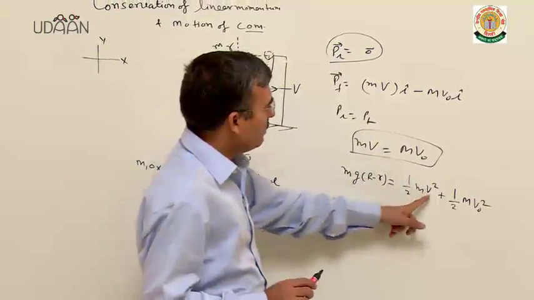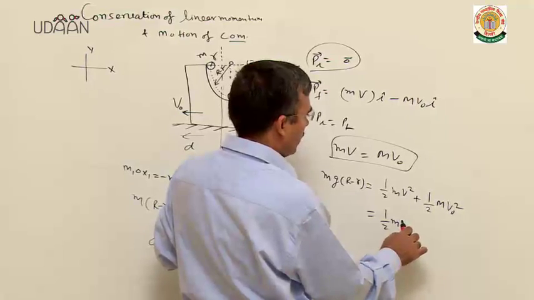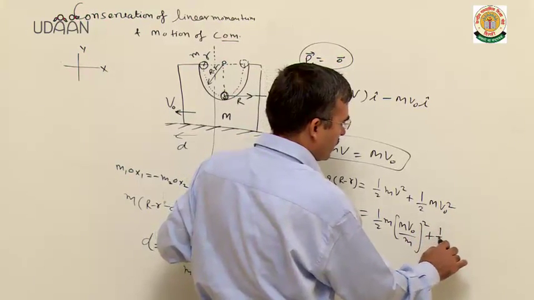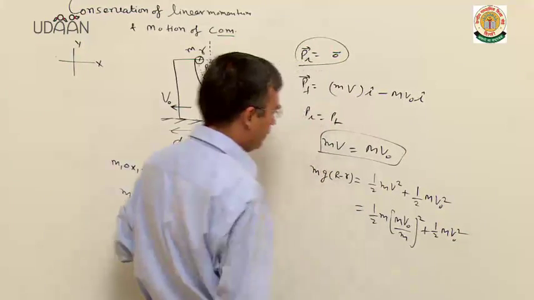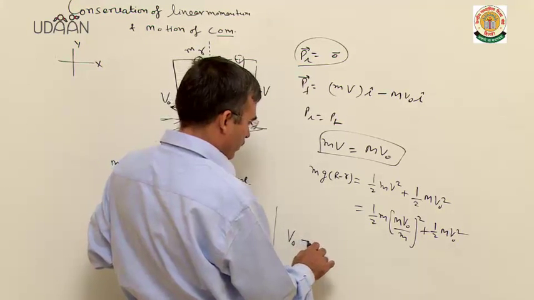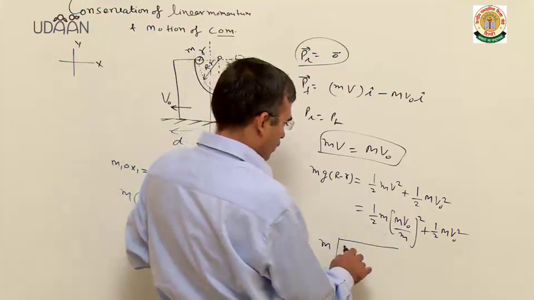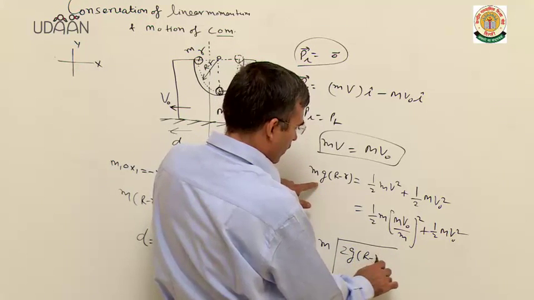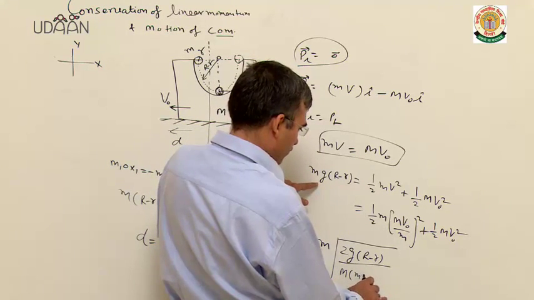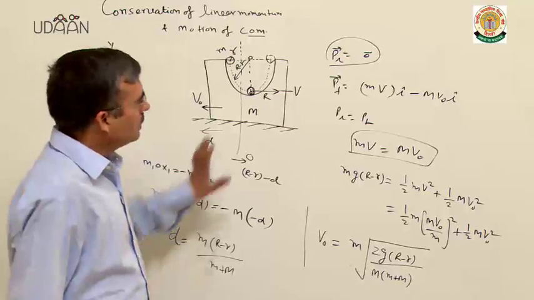If we put value of capital V here to find V naught, that will be equal to half small m into capital M V naught divided by small m whole square plus half capital M V naught square. If you simplify it, you will get V naught square equal to m root of 2g into R minus r divided by capital M bracket small m plus capital M. It is speed of the capital M block. Clear? Okay.